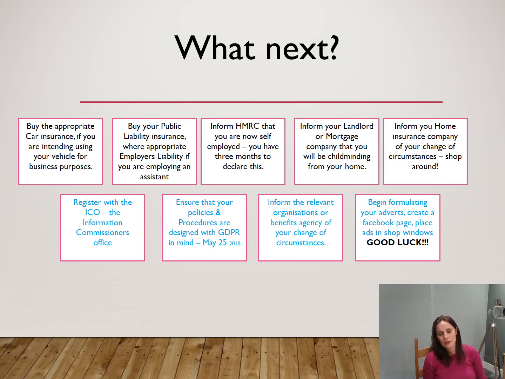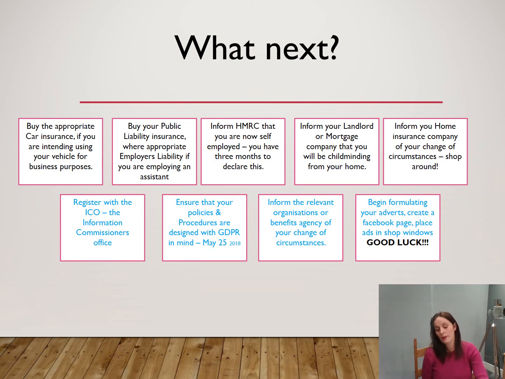Inform your landlord and your mortgage provider that you'll be childminding. Personally, we would have asked the landlord before we actually started childminding, because you don't want to get to this stage and find out you can't do it. The same with your mortgage. It's always best to find that out. Inform your home insurance company of your change of circumstances, and do shop around because you can get some really good deals. Register with the ICO, which is the Information Commissioner's Office.